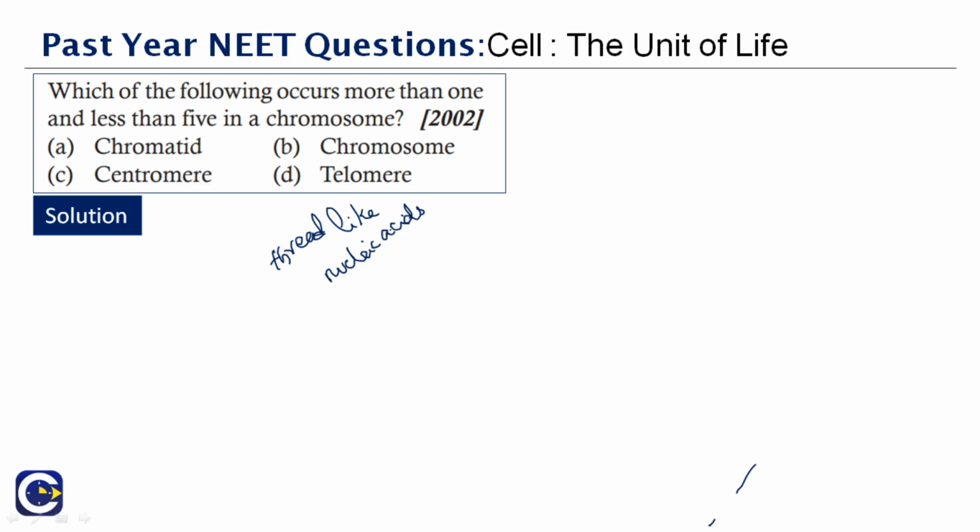Now, what occurs more than 1 and less than 5? Okay, the correct answer to this question here is chromatid. I'll explain you why. See, a chromatid is one of the 2 identical strands of a DNA which actually helps in the making up of a chromosome that are joined at the centromere. So for this process, what happens here, if you see, it will undergo nuclear division.